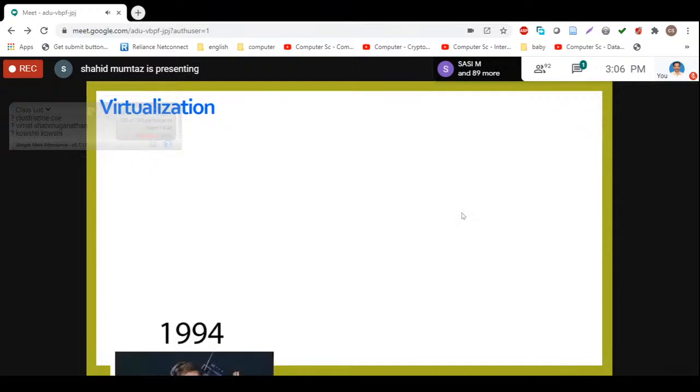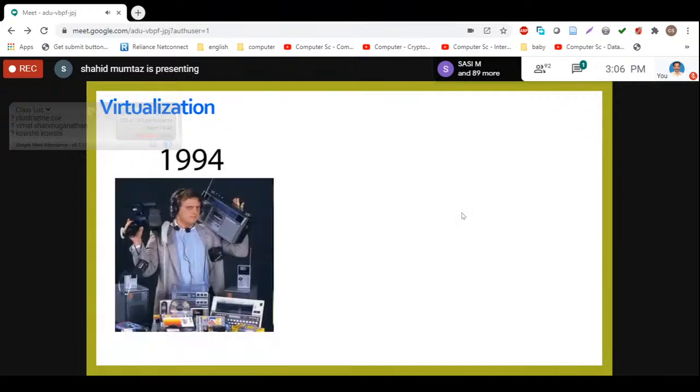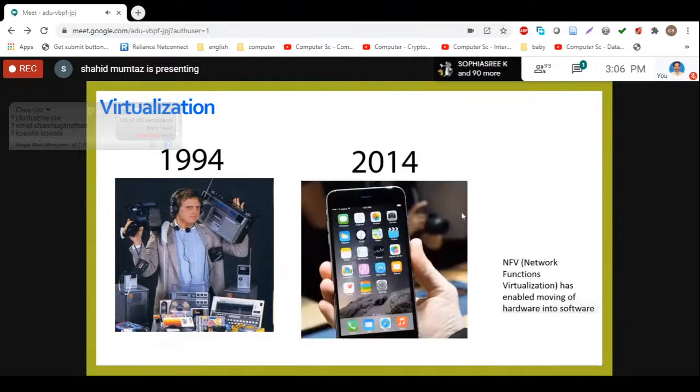This is just a normal picture, just to explain to the people who are not familiar with virtualization. In 1994, around 20 or 30 years back, you had hardware for everything: for music, camera, and everything you needed. But now, everything is in the smartphone. Because everything is virtualized, we need only one hardware and we have a lot of software running on it. This is a very nice picture of how we do virtualization.